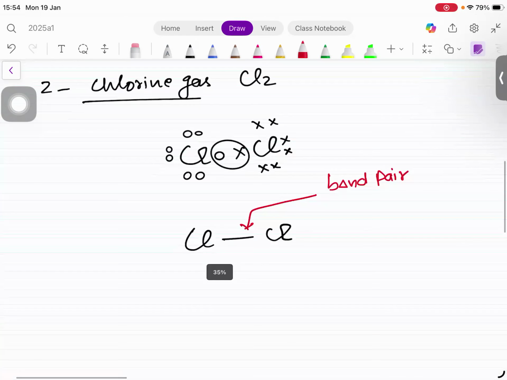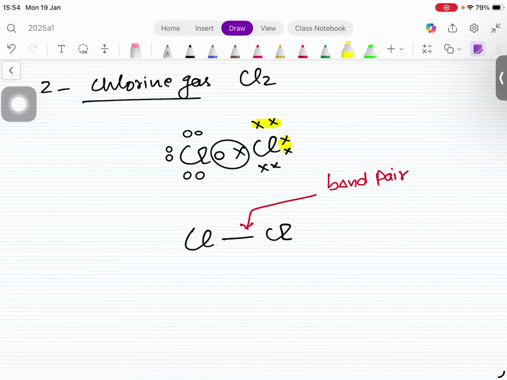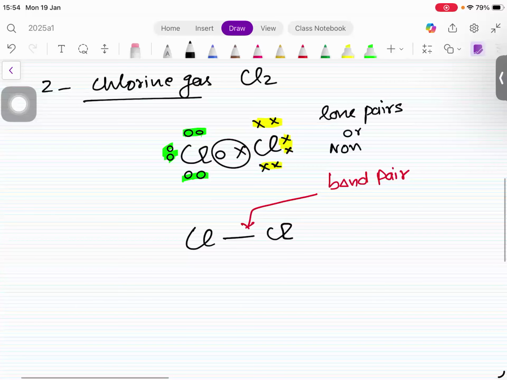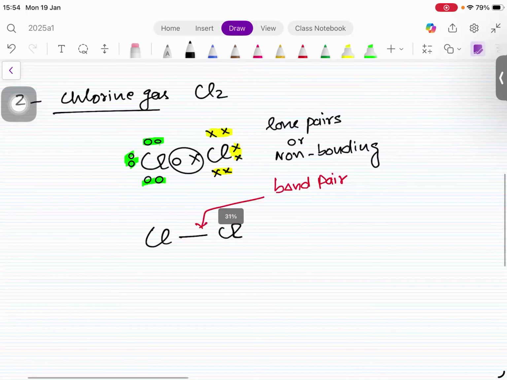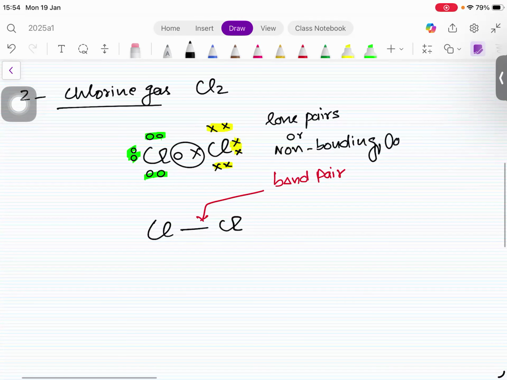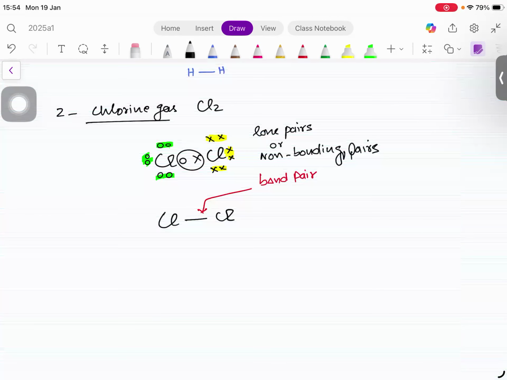And you see there are other electrons in the valence shell of each atom of chlorine, but they are not involved in the bonding. They are known as lone pairs of electrons, or non-bonding pairs. This is the term which you need to learn. So the Cl2 molecule has one bond pair and 6 lone pairs, 3 with each chlorine.